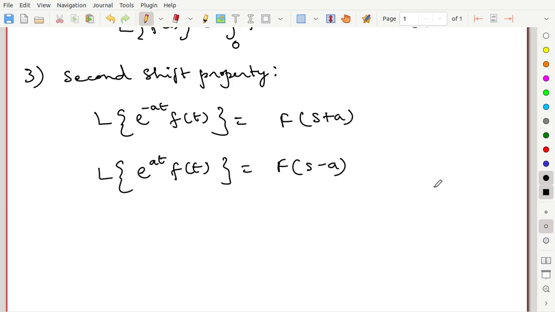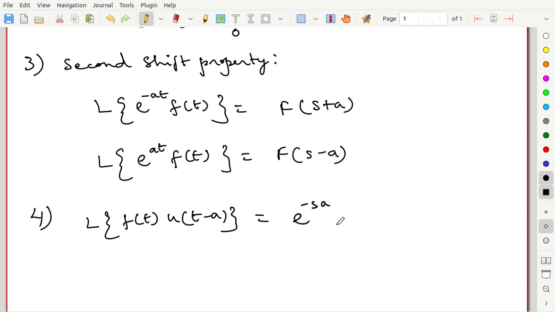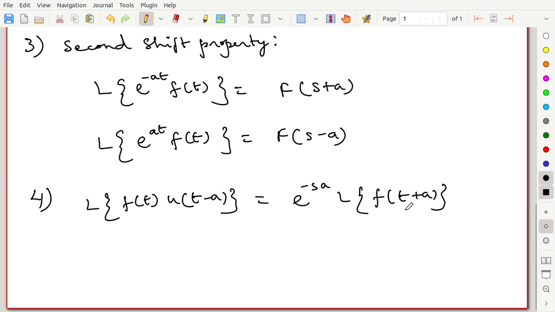Next we have the Laplace transform of a function which is a product of a function of t and the unit step function. So the fourth one is the Laplace transform of f of t u of t minus a. This is the unit step function, and this is equal to e power minus sa times L of f of t plus a. So just remember these properties.